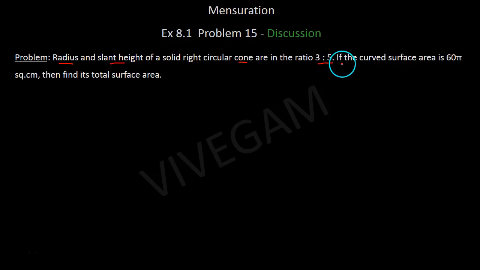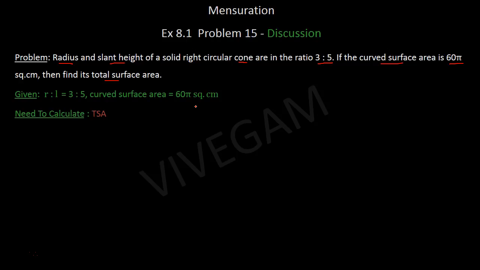Then what else is given? The curved surface area is given as 60 pi square centimeter. I guess that's it. So let's write: radius to slant height is 3:5. Curved surface area is 60 pi square centimeter. What are we asked to calculate? We are asked to calculate the total surface area. So let's write: required to calculate TSA.